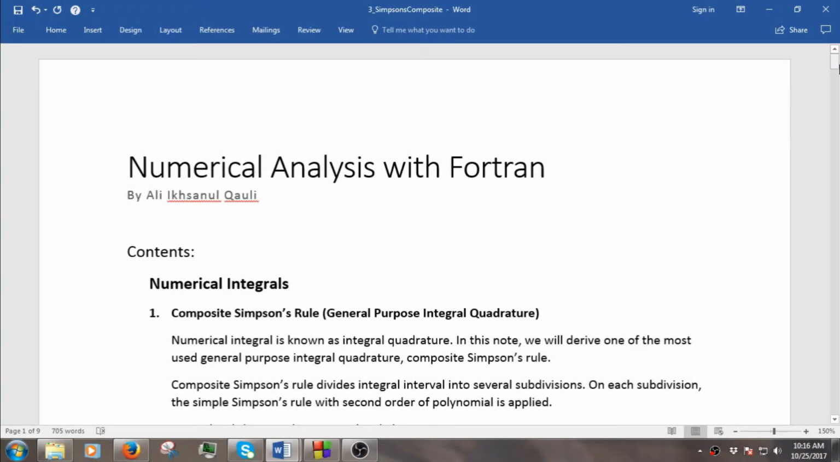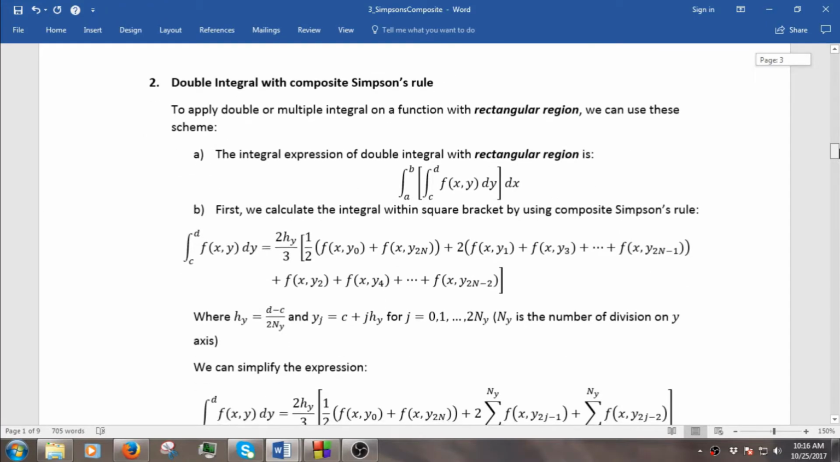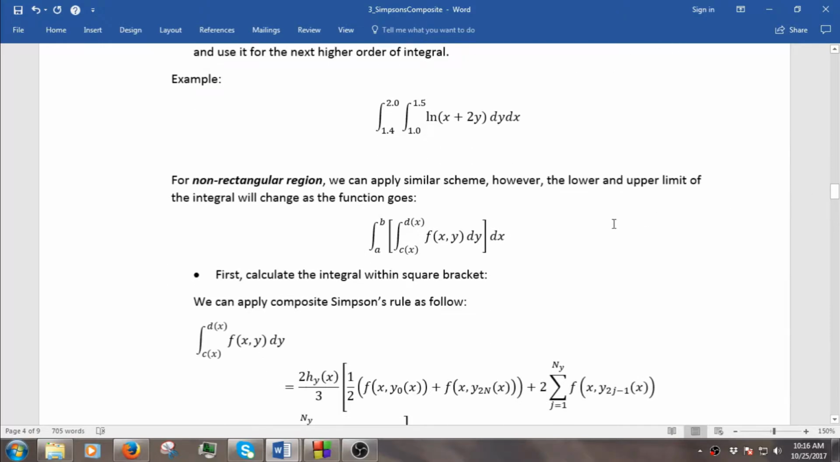Hello and welcome. In this video we will learn how to do double integrals again with composite Simpson's rule, but now we will do the double integral within a non-rectangular region. This is a rectangular region and we have this non-rectangular region. So what is non-rectangular? The non-rectangular region means the lower bound and upper bound on the y-axis are not fixed. It changes as the coordinate of x changes. So we have this function c(x) and d(x).